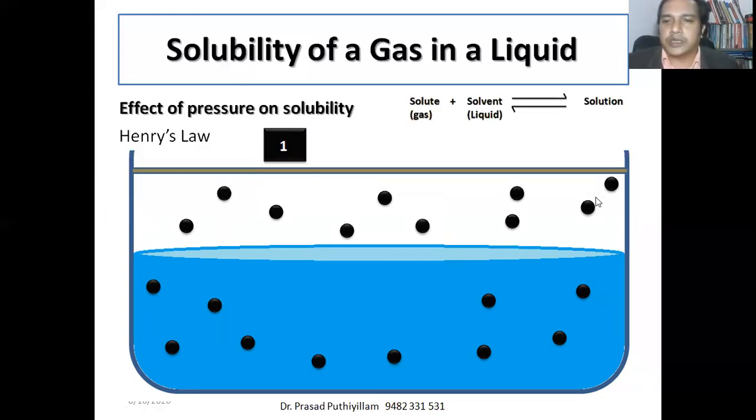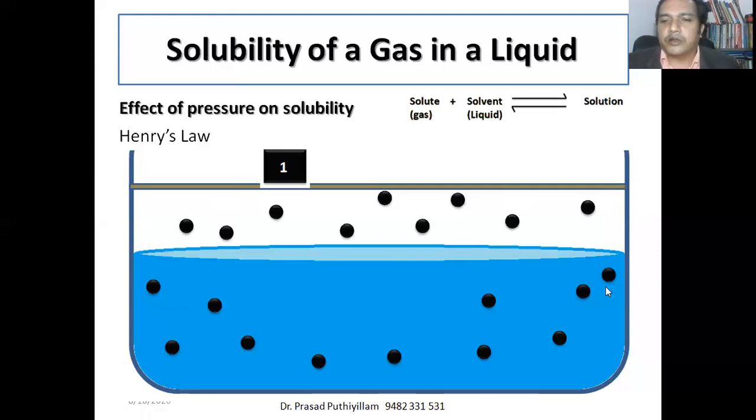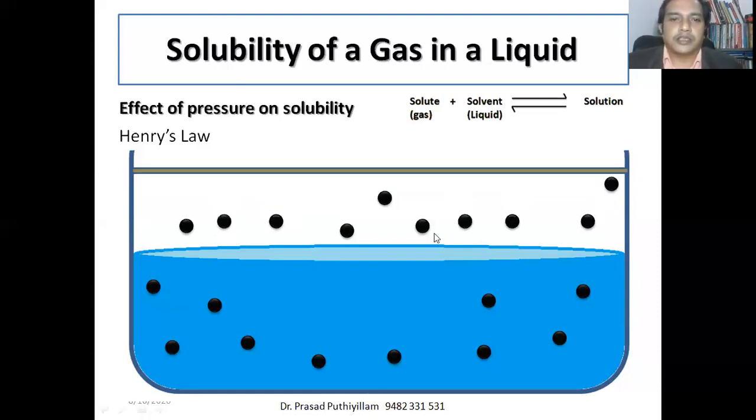Look again at the right side corner: that gas molecule goes into the liquid, or undergoes dissolution. Only one is represented here. Here also one gas molecule is moving. If you do the experiment practically, this type of explanation can be given in actual practice also. Here I am just giving the representation.